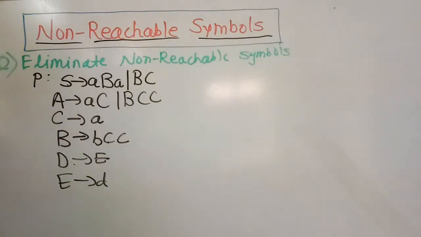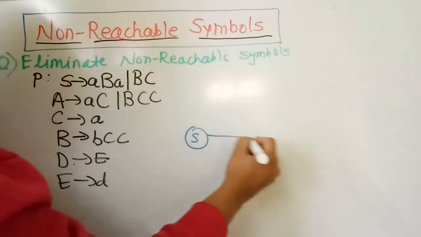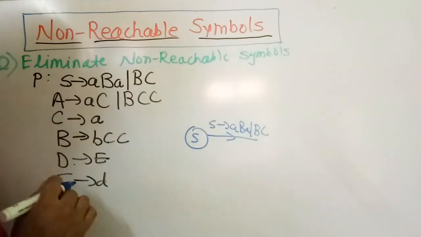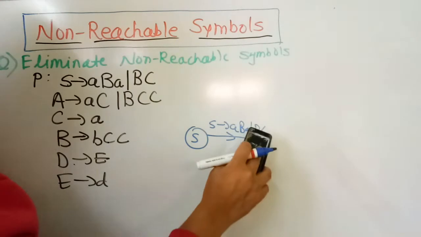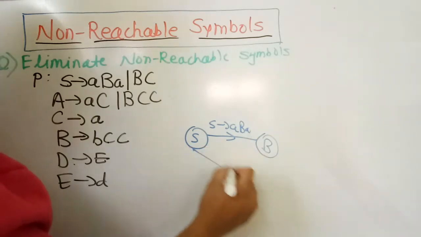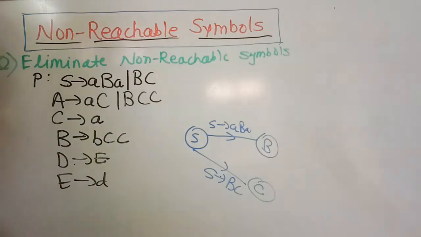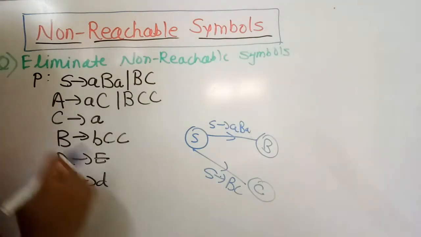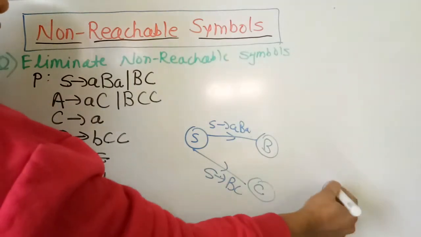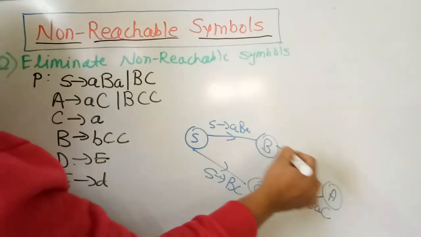So first of all, we will draw a dependency graph for this. And let us start. S is a symbol which is giving S gives AB, or BC. So here we see that it is dependent on B and C also. So we will write S gives B, again S gives BC having the dependency on C. Now again we will see for this production A is having AC, which means A is dependent on C.